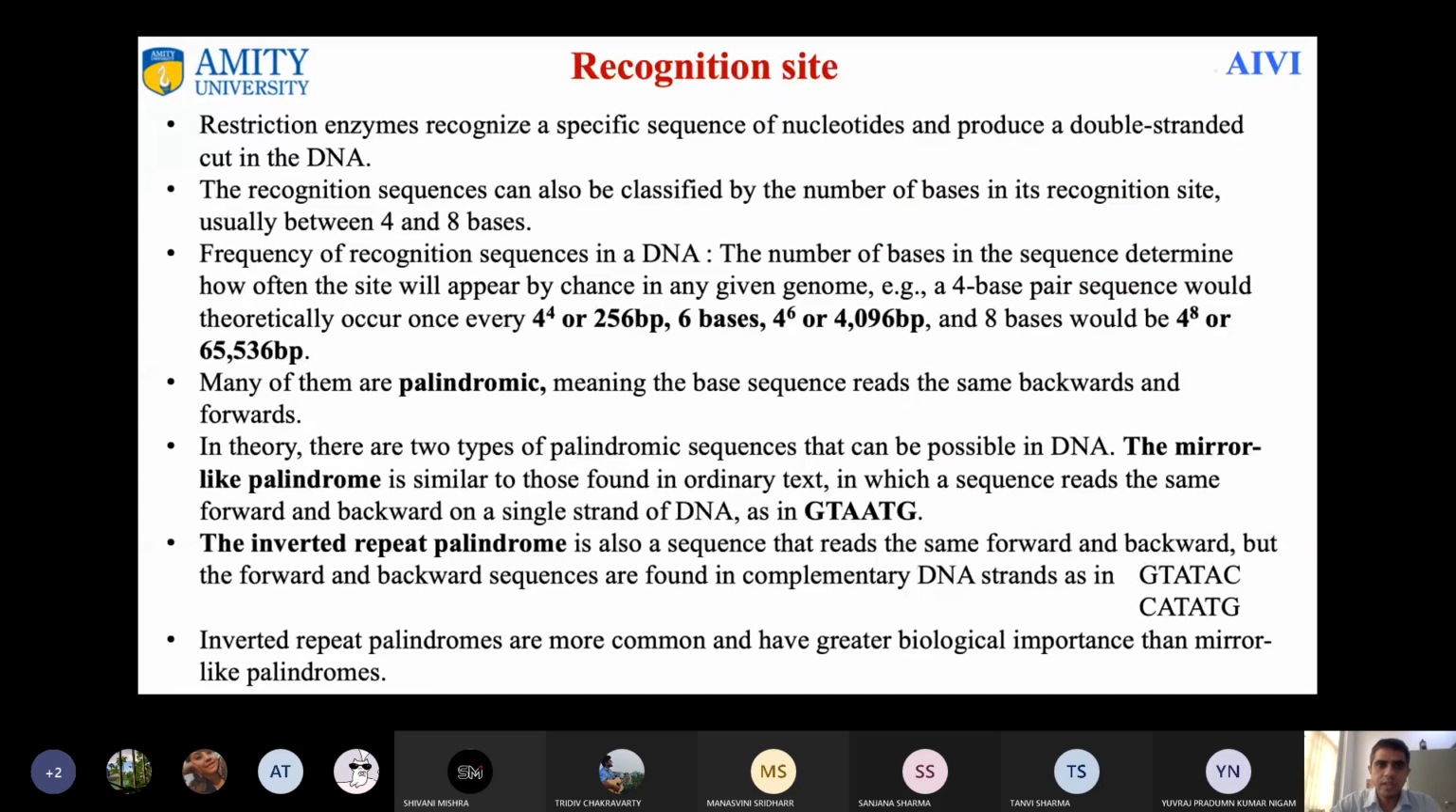The recognition site is a sequence on your DNA which the enzyme recognizes and produces a cut there. And what is the nature of it? We talked about it being around 4 to 8 base pairs long, and it is palindromic in nature. Palindromes are of two types: one is a mirror palindrome, and the second is a reverse palindrome.